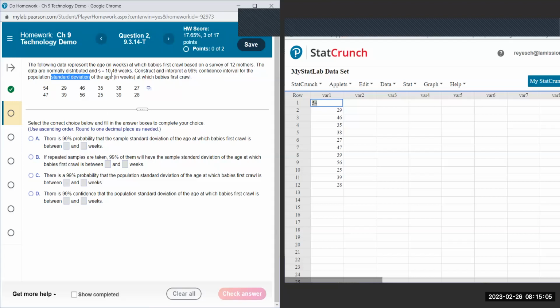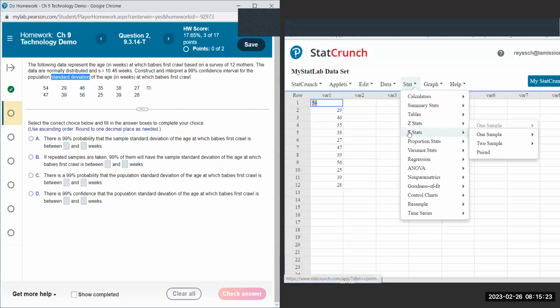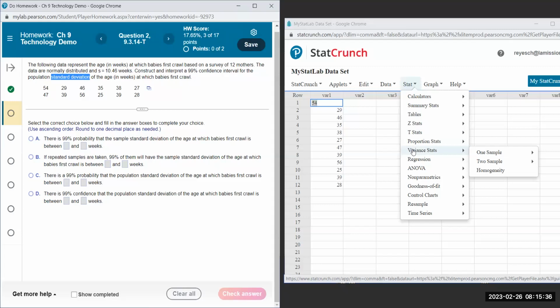Okay, maybe it's not 10 weeks that they typically deviate for all babies, but we want to come up with an interval, some window that we can say, oh, in this interval, the true standard deviation for all babies is somewhere in between these two numbers. So stat. The last one we went to was T stats because we were doing means. Now it's Variance stats, and variance is standard deviation squared. The way that it's programmed in most technology is that they put in formulas for variance, and then we have to adjust for standard deviation. Okay, so we only have one sample.